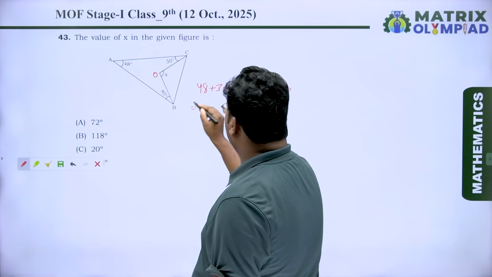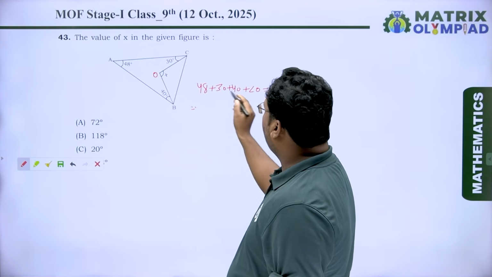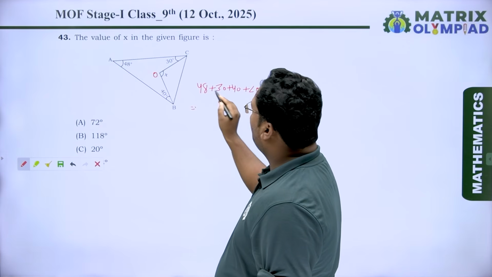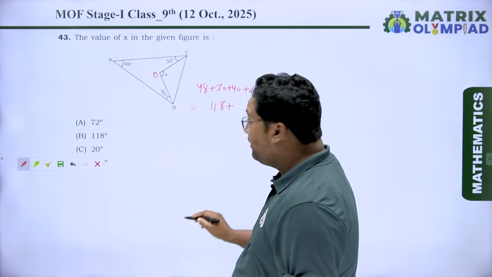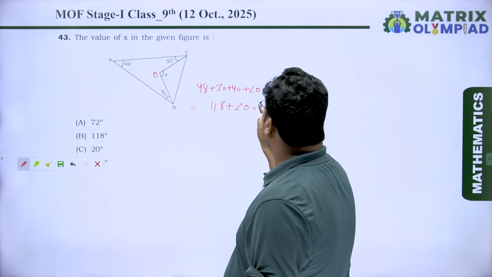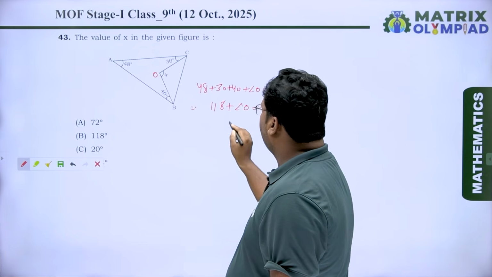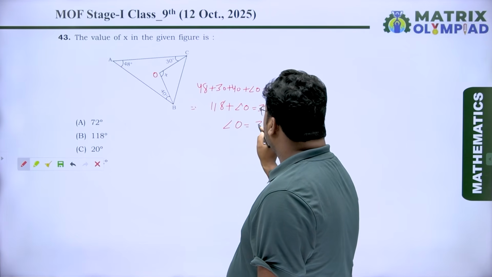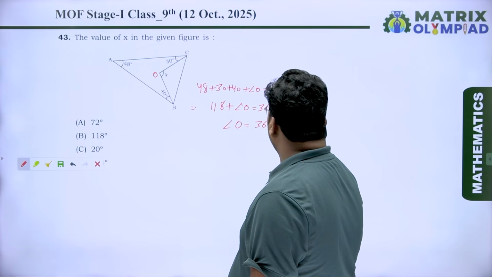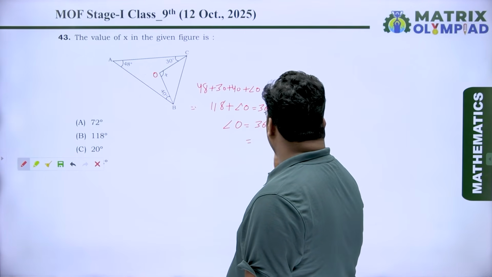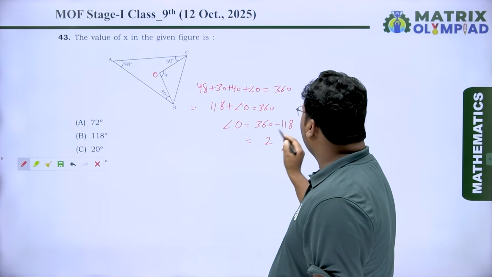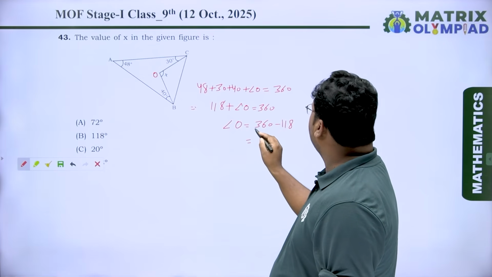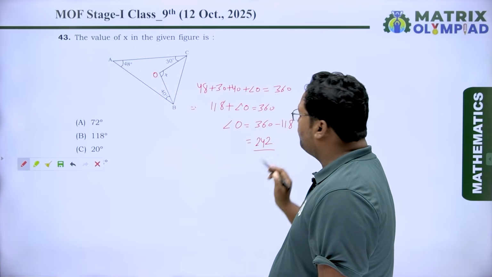Now we have to add these three terms. So we will get 8 plus 0 is 8, 4 plus 4 is 8, 8 plus 3 is 11, so it is 118 plus angle O is equal to 360 degrees. Now the value of angle O is 360 minus 118, which is equal to 242.